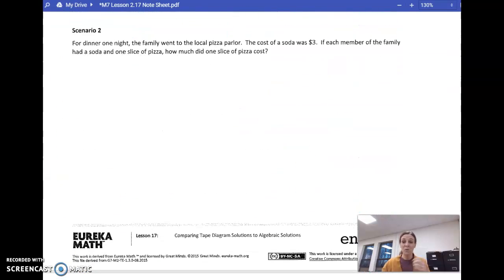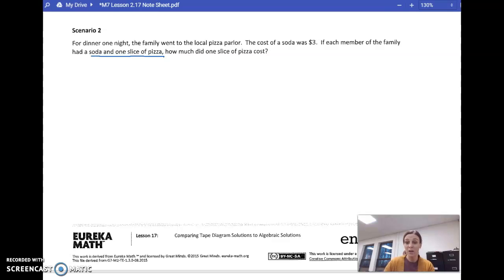All right, so another scenario here. For dinner one night, the family went to a local pizza parlor. The cost of a soda was $3. If each member of the family had a soda and 1 slice of pizza, how much did 1 slice of pizza cost?